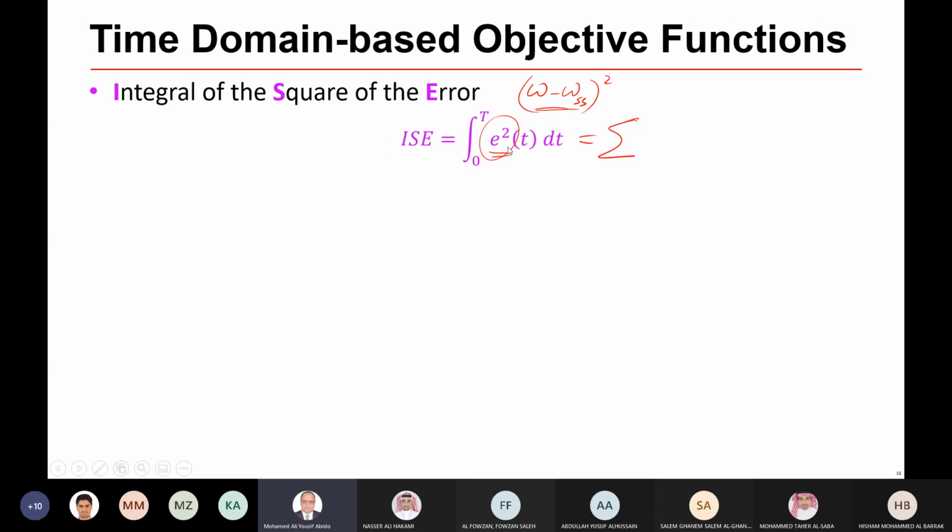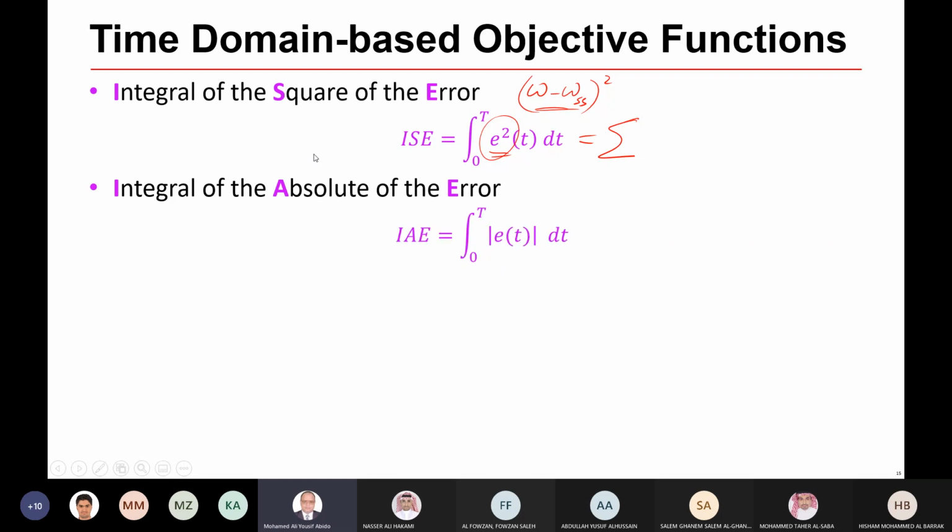You can do the same, but instead of squaring this, you can have the absolute value of the error. This could also be used whether the error is positive or negative. You can take the absolute value here. This is integration or summation.